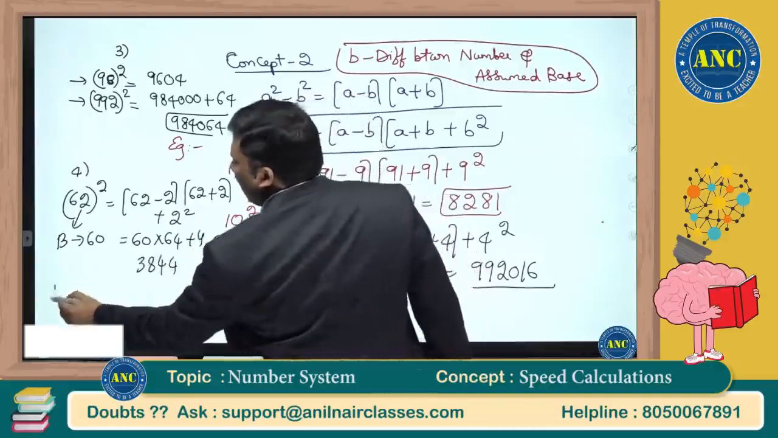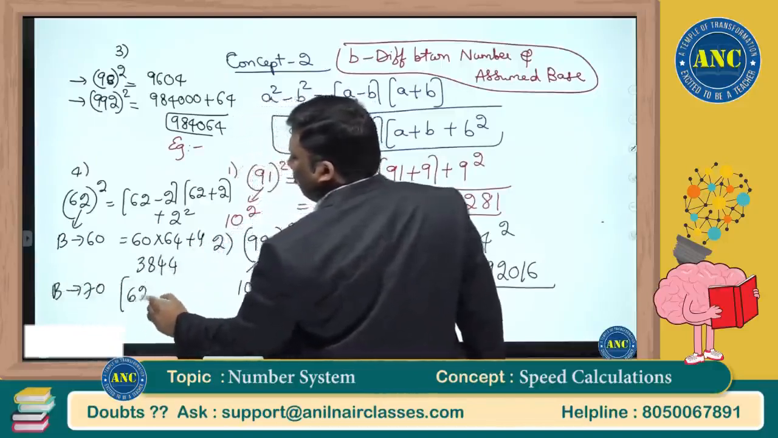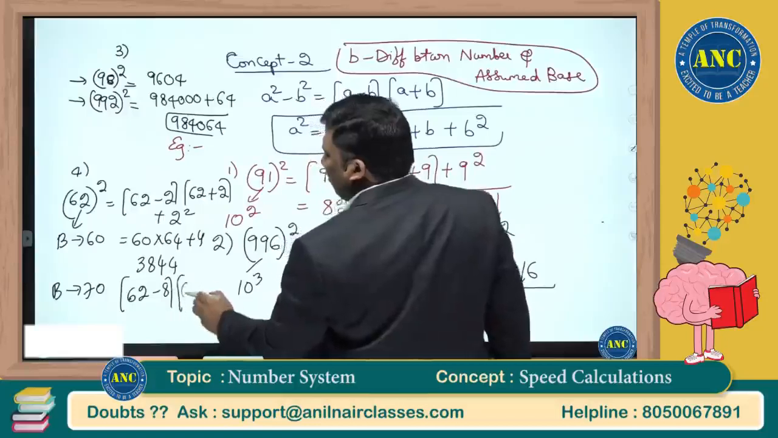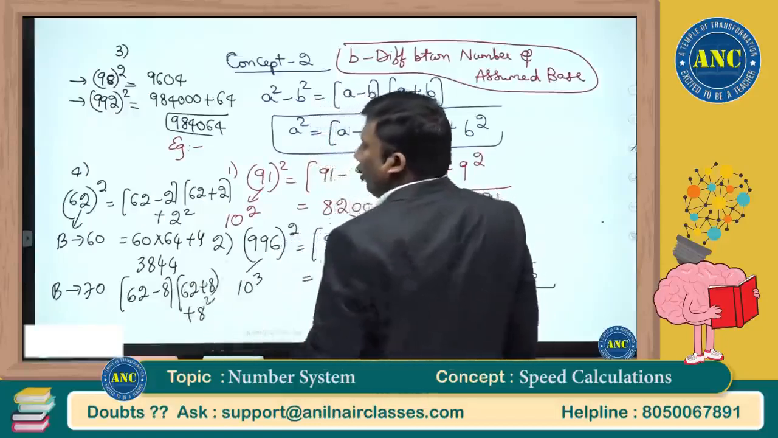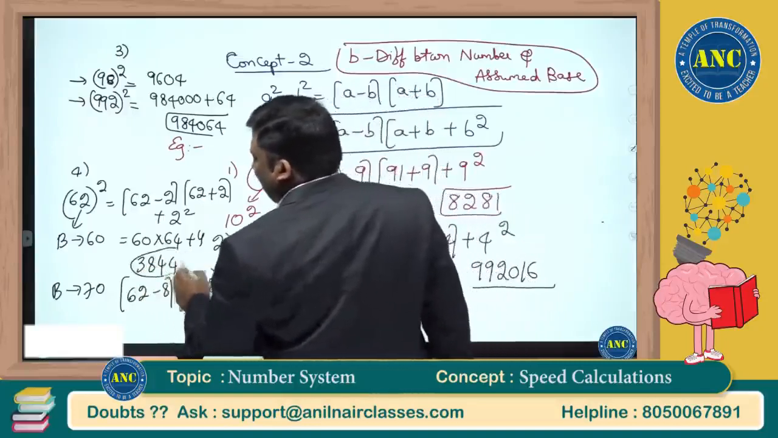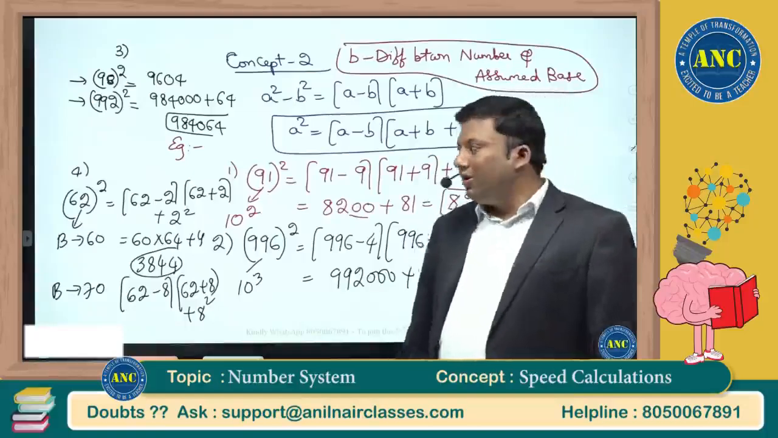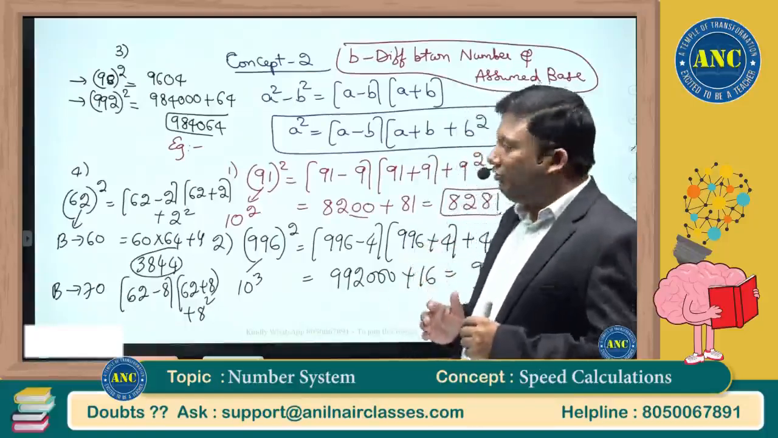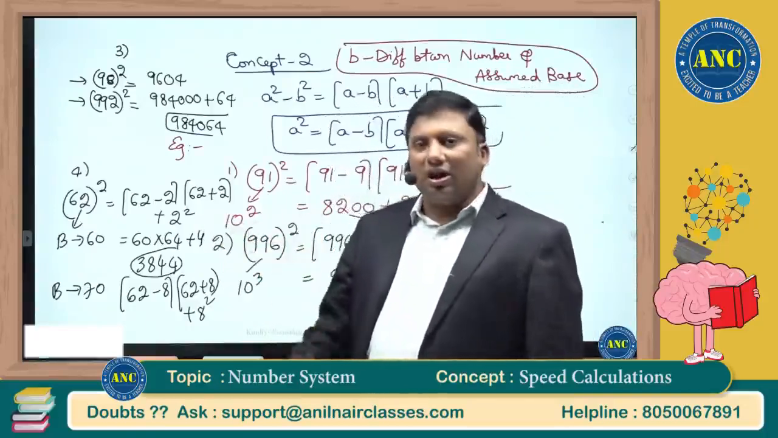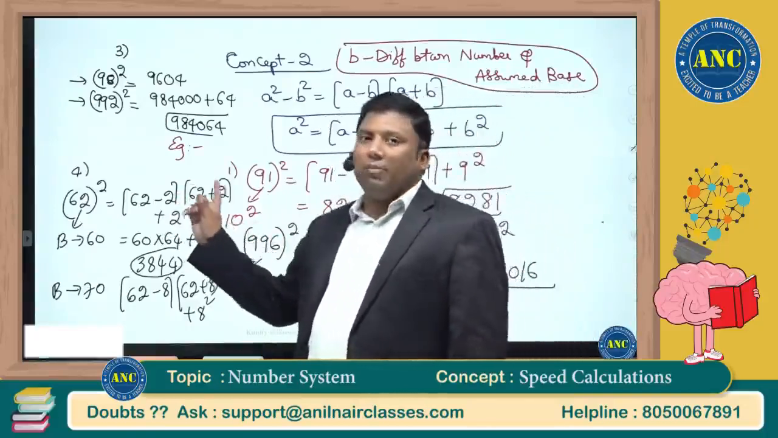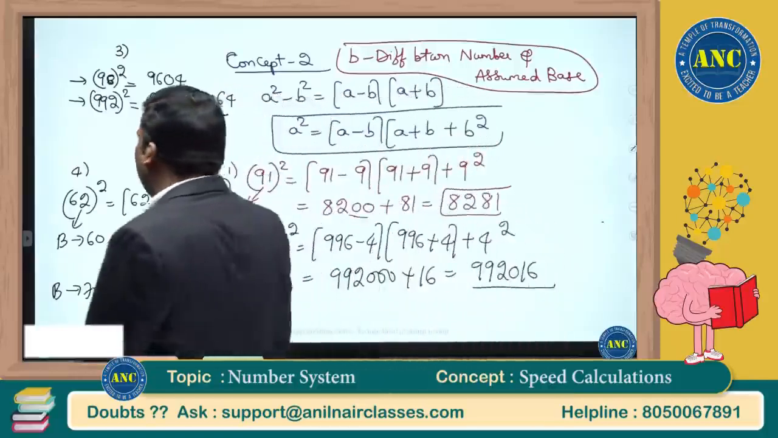3844. Anil sir, can't I take 70? 70 also you can take. 62 minus 8, 62 plus 8, plus 8 square. That also should give you the answer 3844. Sir, instead of 60 and 70, can I take 63? That also will give you the answer. Only the multiplication time will be little more.